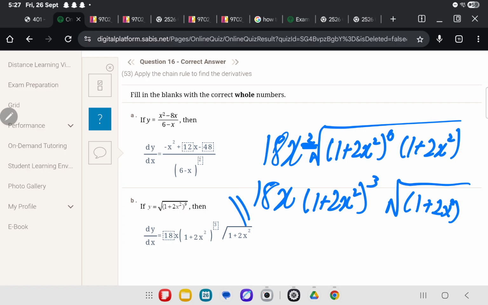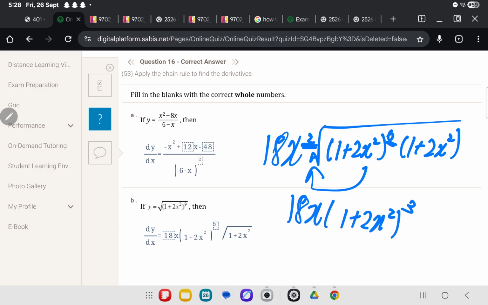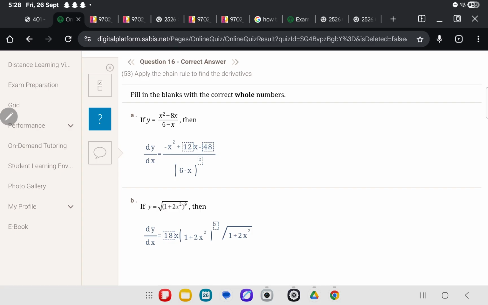Done. You're done here. This is your answer. 18x into 1 plus 2x squared cubed, radical 1 plus 2x squared. Because look, if you're still confused on how I got this cube, I took this out. And when you take it out, the exponent inside is going to be divided by the index of the radical. So 6 divided by 2 is 3. So 18x into 1 plus 2x squared cubed. However, I didn't take this part out with it. This part stayed in the radical. So I'm going to write the radical 1 plus 2x squared to the power of 1. That's it. Done. That's the answer.